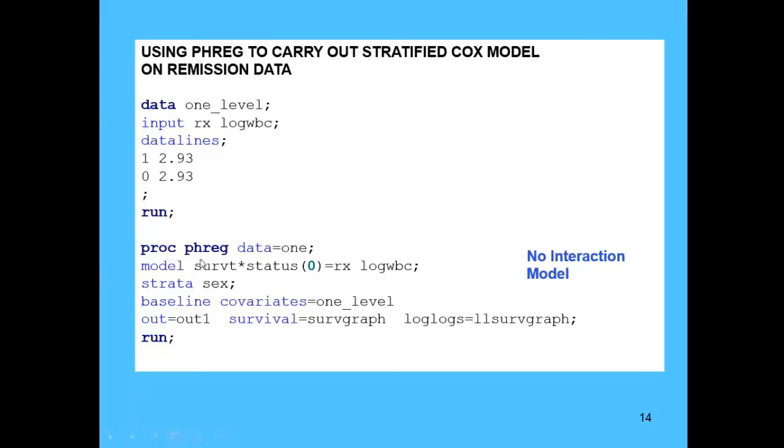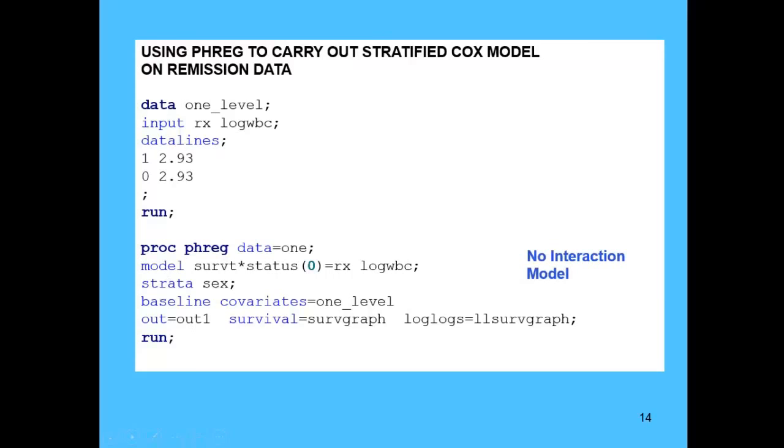It says proc PH reg. It says model surv T star status. You need to say this in order to tell the computer what the outcome time variable is, what the failure status variable is, and you have to put in the variables that you decide satisfy the assumptions in the model. What's different about this code than what we previously showed you is this statement here. See, it says strata sex.